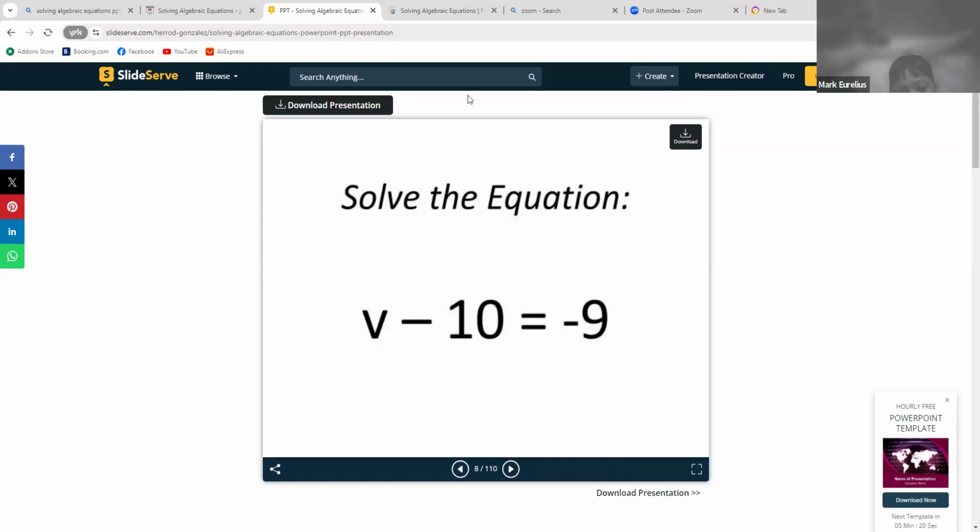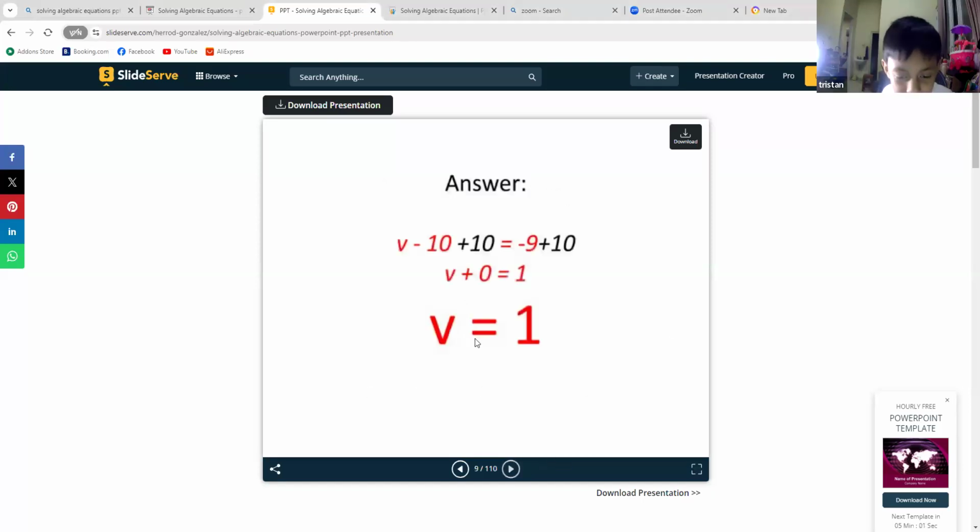It's very easy. Make sure that if you are on the negative side, V minus 10 plus 10 equals... What will the value of V be? It will be 1. Yes, it's 1. Very good. The answer is actually 1.